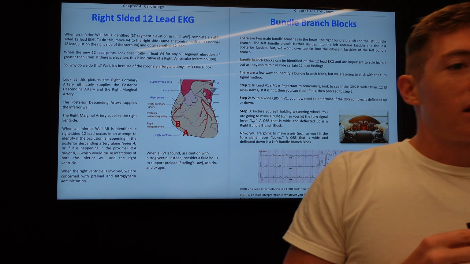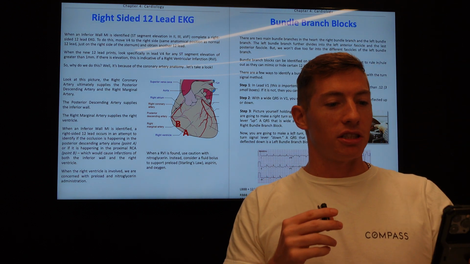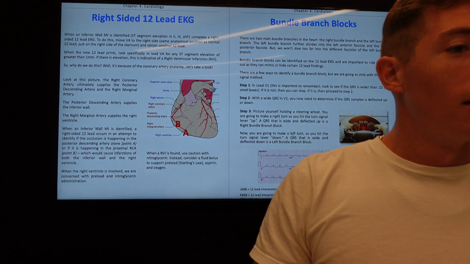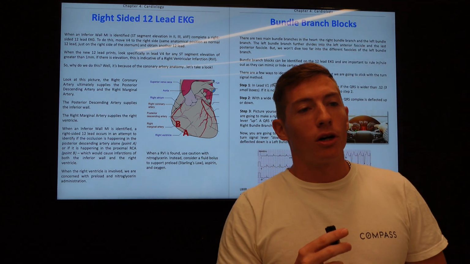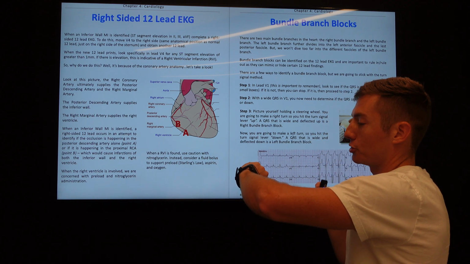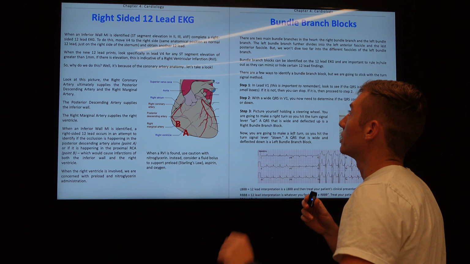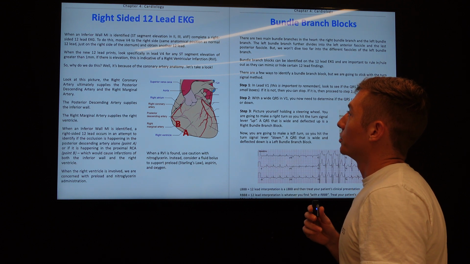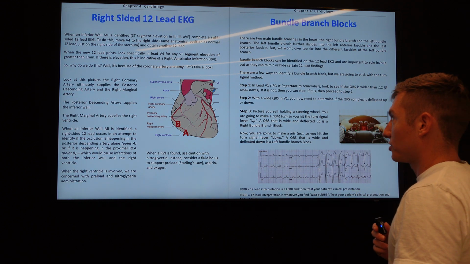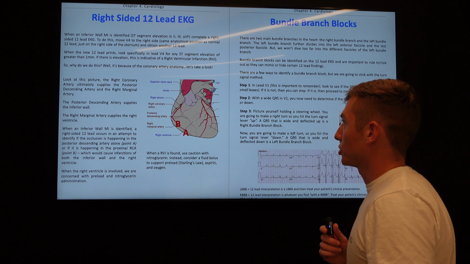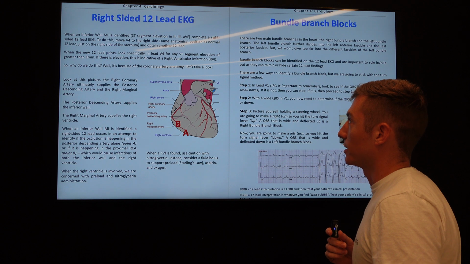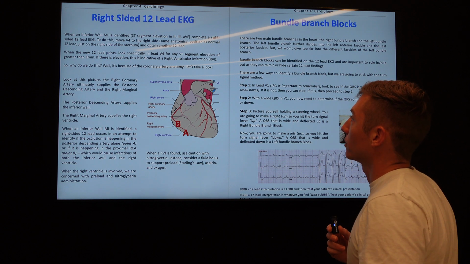All right, we have right-sided 12-lead EKGs. I need to turn the Apple News off. When an inferior wall MI is identified by ST segment elevation in 2, 3, and AVF, you're going to complete a right-sided 12-lead EKG. So to do this, we're going to move V4 to the right side, the same anatomical position as normal 12-lead, just on the right side of the sternum instead, and attain another 12-lead.